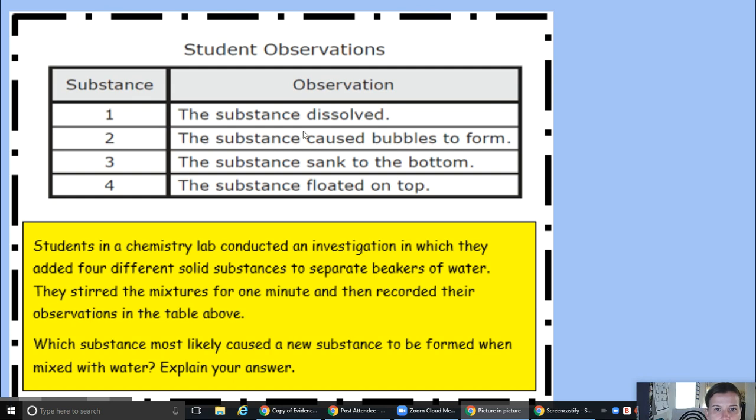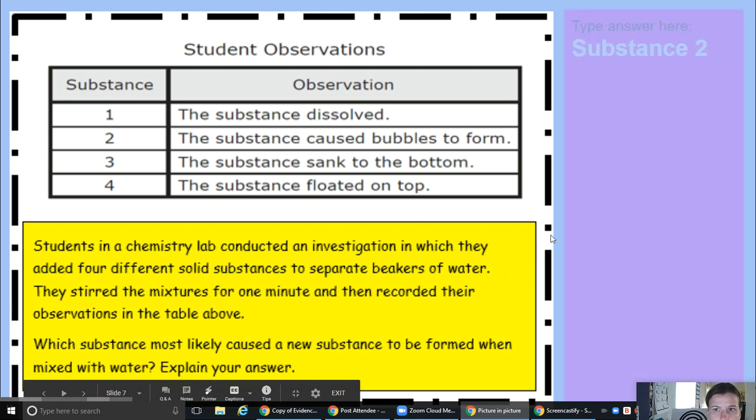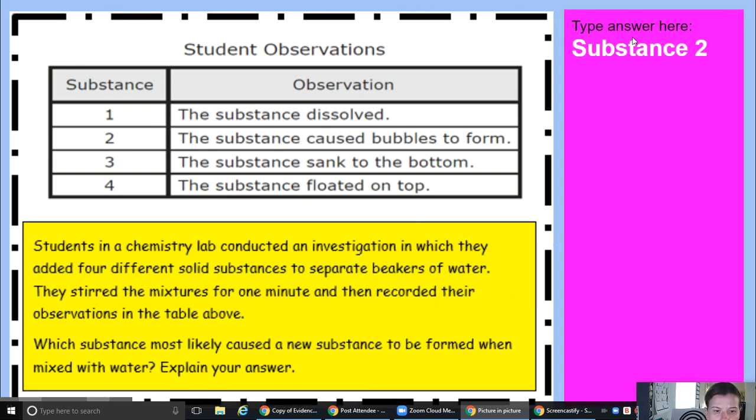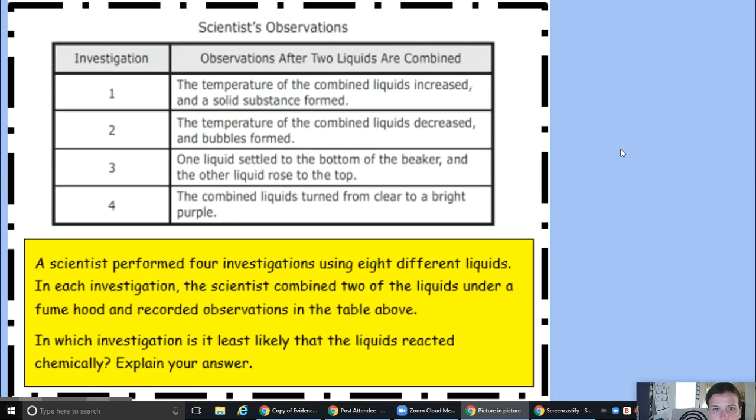Substance 2, the substance caused bubbles to form. Substance 3, the substance sank to the bottom. Substance 4, the substance floated to the top. So you're going to type your answer here. Which substance most likely caused a new substance to be formed when mixed with water? The substance that caused bubbles to form, indicating a gas being produced.